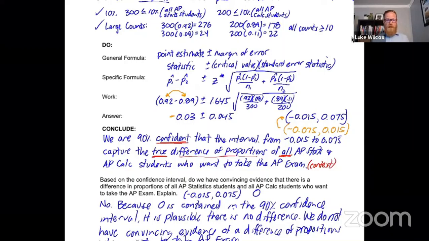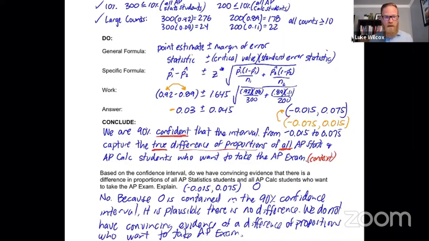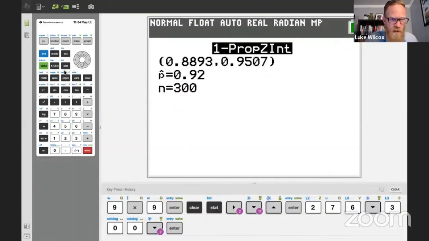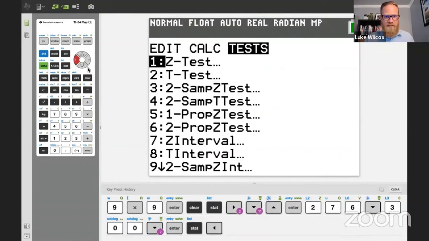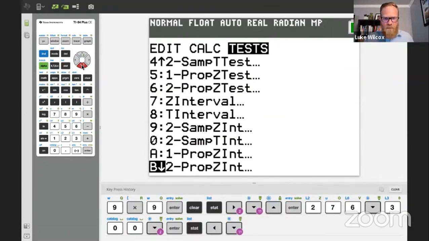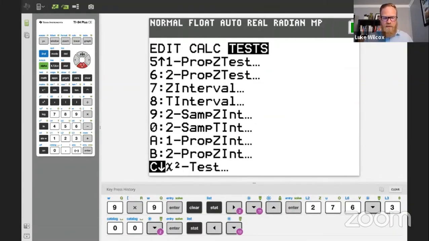Okay, and I would like to show you this one on the calculator as well, just so that you can see how you can check your work. So if you grab your calculator, or if you just follow along with what I have here, I want to show you a 2 proportion Z interval. You're going to have to go back to stat, go over to tests, scroll down. There's our 1 prop Z int, but we want the 2 prop Z int. So let's go ahead and hit enter there.